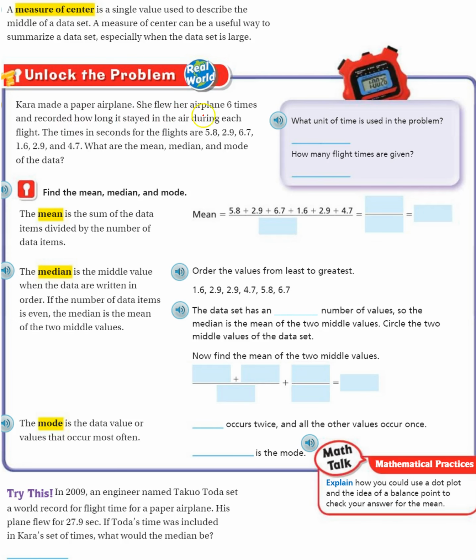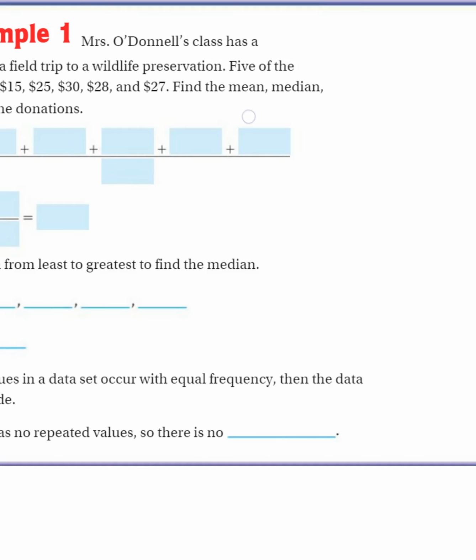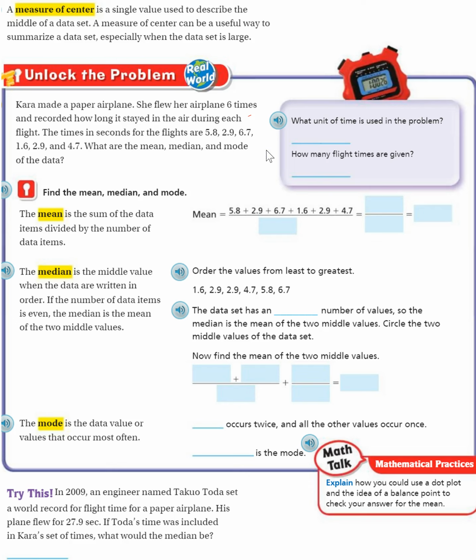Kara made a paper airplane. She flew her airplane 6 times and recorded how long it stayed in the air during each flight. The time in seconds for the flights are 5.8, 2.9, 6.7, 1.6, 2.8, and 4.7. What are the mean, median, and mode of the data? What unit of time is used in the problem? Seconds. How many flight times are given?